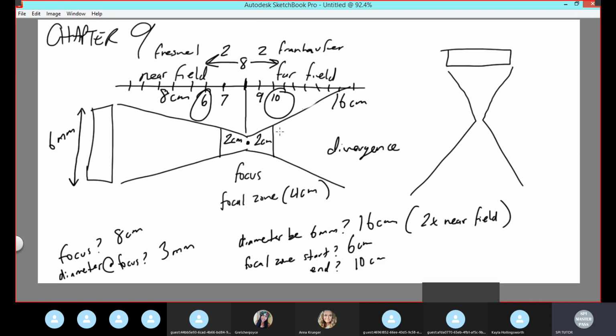But just think of it, draw it out and think of it that way. 2 to the left, 2 to the right. But that's only when they tell you that the focal zone is 4 centimeters. If they were to say my focal zone is 6 centimeters, then I have to go 3 to the left and 3 to the right, because 3 plus 3 gives me 6. So you have to look at what they're giving you, but again, you cut it in half. Half on the left, half on the right. Okay. We're done with that.